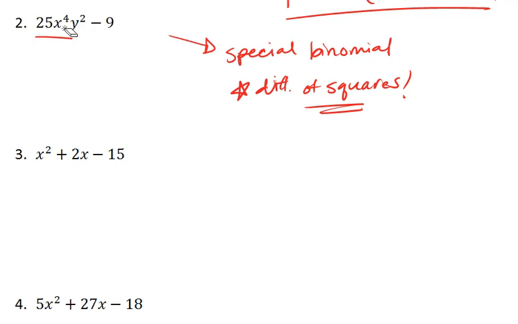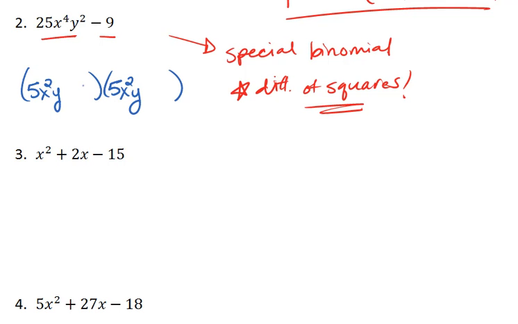To check for the difference of squares, we want to make sure each term is a perfect square, which they are. Meaning we can factor if we figure out the square roots. The square root of 25x to the fourth y squared is 5x squared y. That becomes the first term in each binomial.